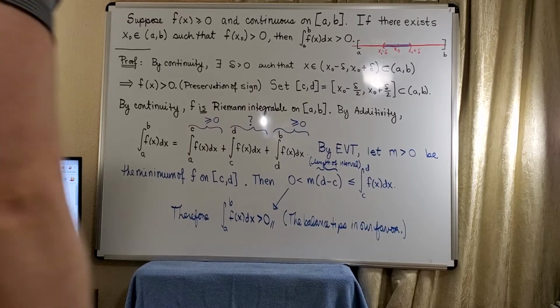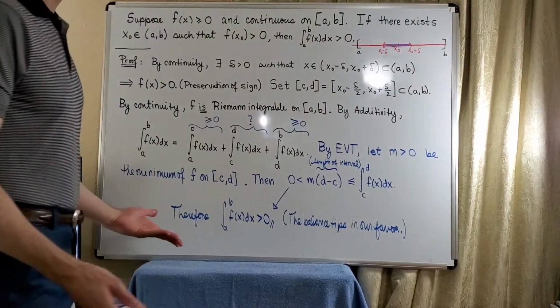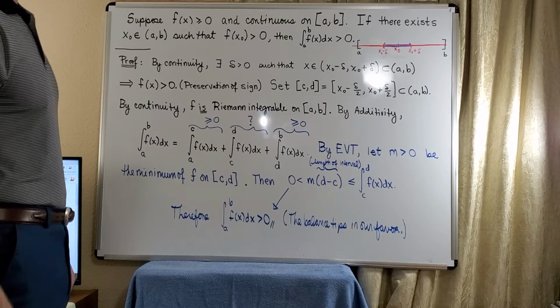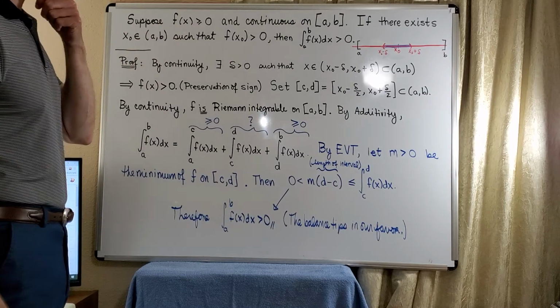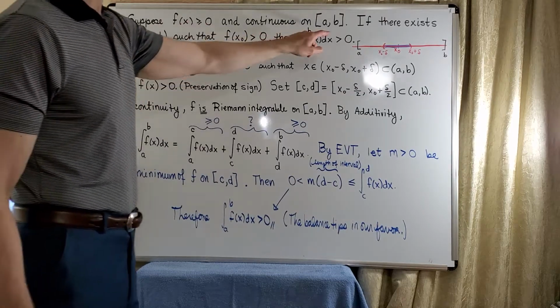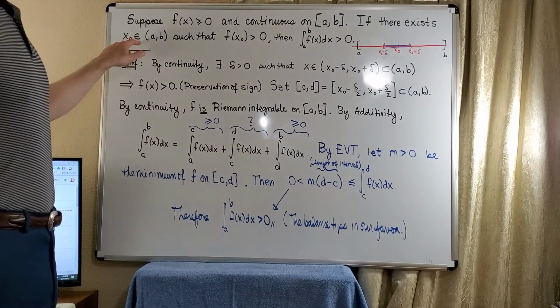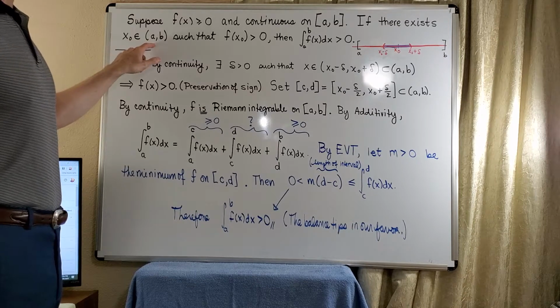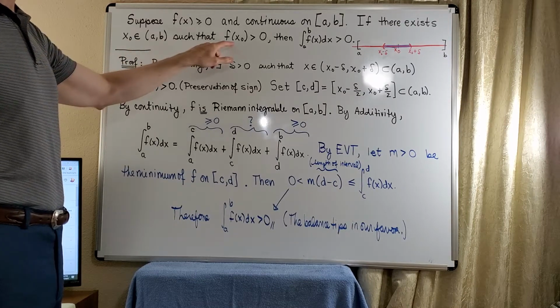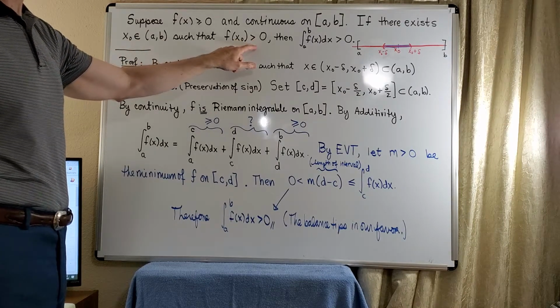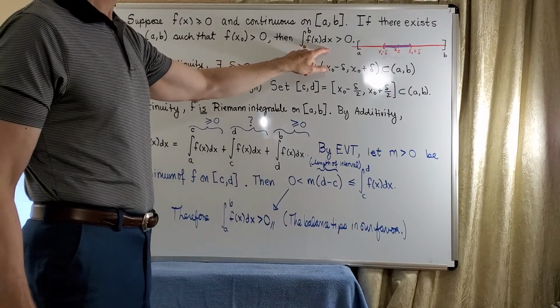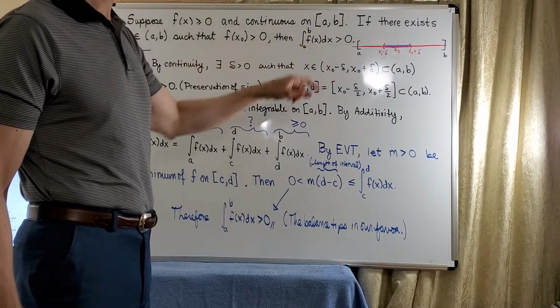Let's look at a result about the Riemann integral that'll make it a little bit stronger. We're going to suppose that f of x is non-negative and continuous on a closed bounded set [a, b]. If there exists an x sub 0 in the open set (a, b) such that f of x sub 0 is positive, then that would imply that the Riemann integral there is also positive.